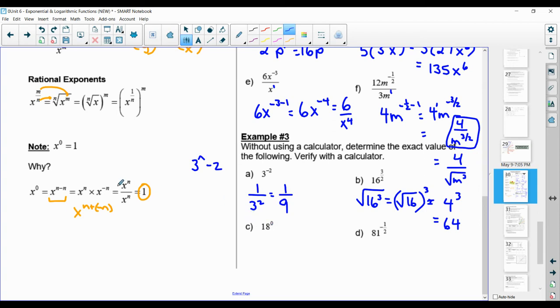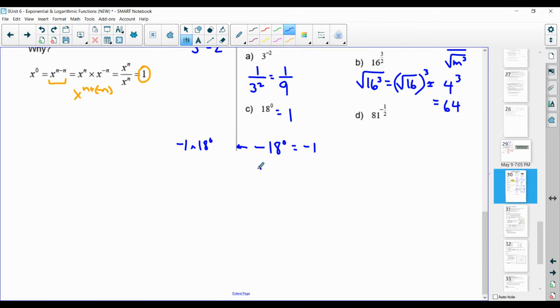Next one, 18 to the 0. Well, anything to the exponent of 0 is 1. So 18 to the 0 is 1. Now be careful, if it was negative 18 to the 0, this would actually be negative 1, because 18 to the 0 is 1, and the negative means negative 1 times 18 to the 0. This would be negative 1. If, however, it was negative 18 in brackets to the 0, then it would be positive 1. So just be careful of the negatives. They can cause some frustration sometimes.